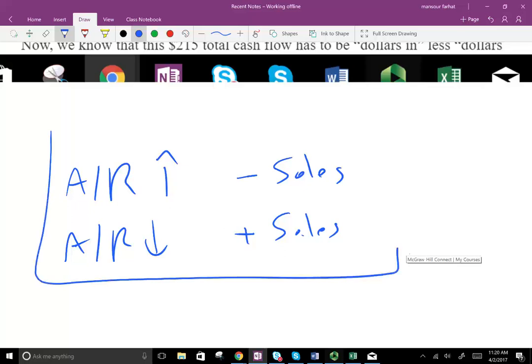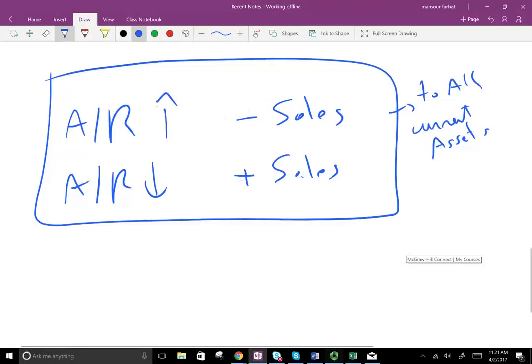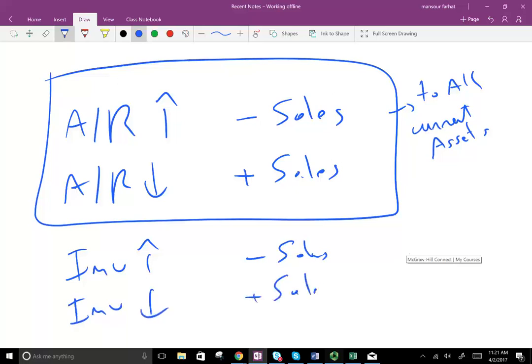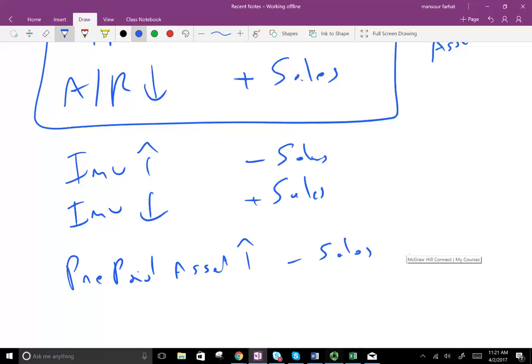So this is what you need to know. And by the way, this formula applies to all assets, and specifically, since we are working with net working capital, we're only working with current assets. What does that mean? It means if inventory went up, you subtract from sales. If inventory went down, you add to sales. And any other current assets, such as prepaid assets, work the same way. If they go up, it's a subtraction to sales, or cash in.